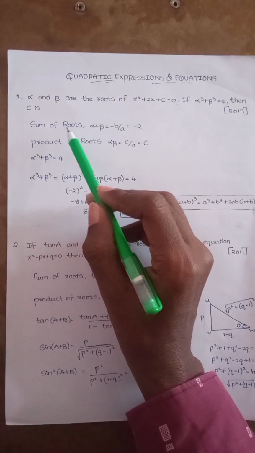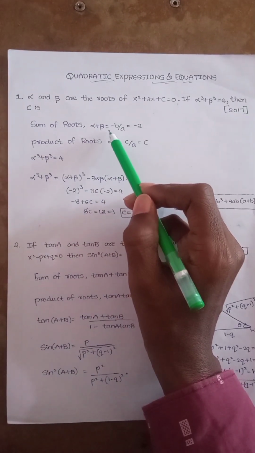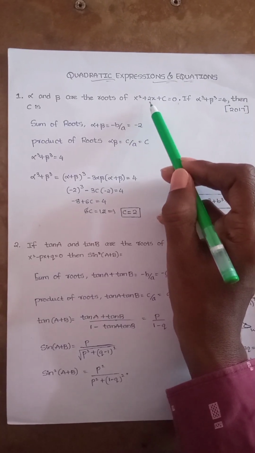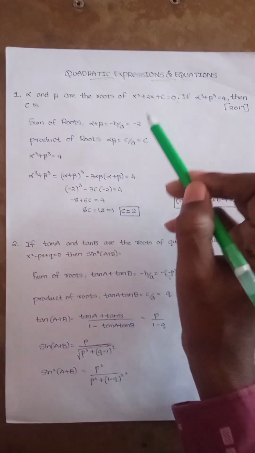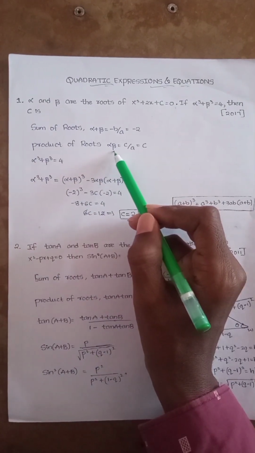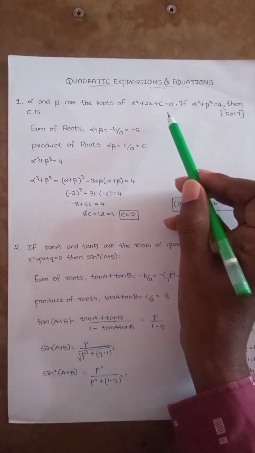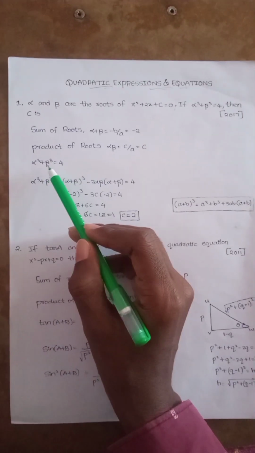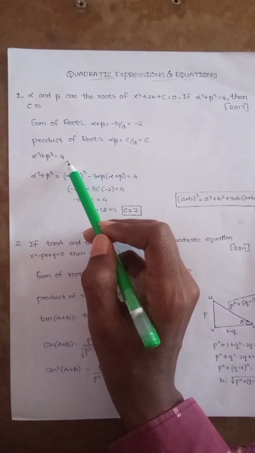Since we know that the sum of roots, alpha plus beta, equals minus b by a. From this quadratic equation, minus b by a is minus 2 by 1, that is minus 2. And we know that the product of roots, alpha into beta, equals c by a, that is c by 1, which equals c, right? And given alpha cube plus beta cube equals 4, right?